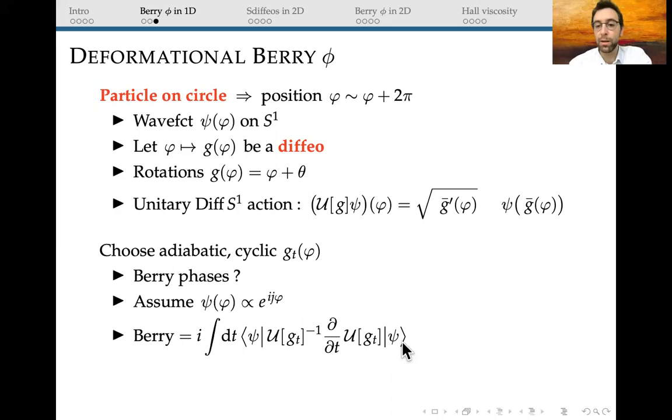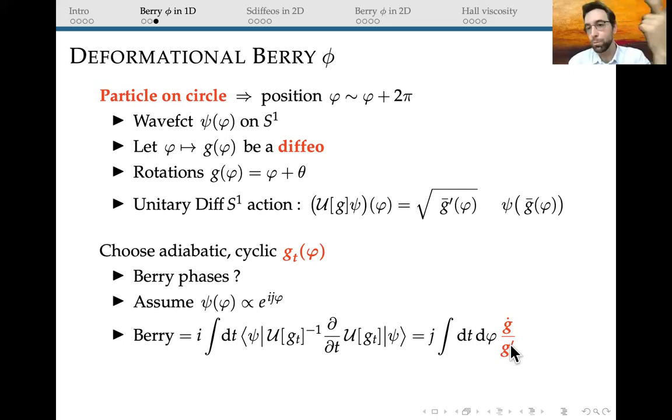And what you end up finding is this very simple expression for the one-dimensional deformational Berry phase. There are two aspects of this formula that I wish to stress. The first is that the angular momentum J, which was a parameter specifying the eigenstate I'm considering, is now also a parameter that determines a factor of the Berry phase. The second comment, which is perhaps even more important, is that parameter space here is manifestly infinite dimensional. I have an infinite dimensional parameter space of all possible deformations of a one-dimensional circle. And still, despite this, the Berry phase is a fairly explicit function of this path, where G dot is the time derivative of G and G prime is the spatial derivative of G.